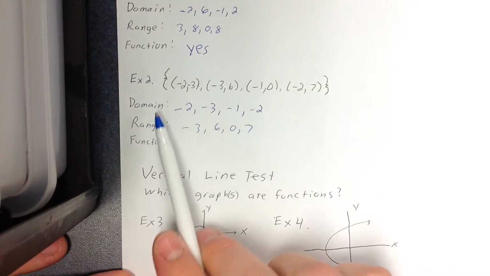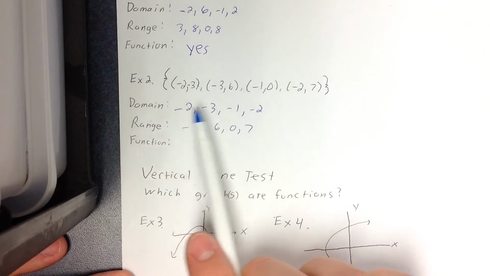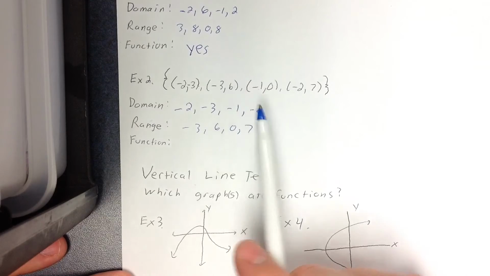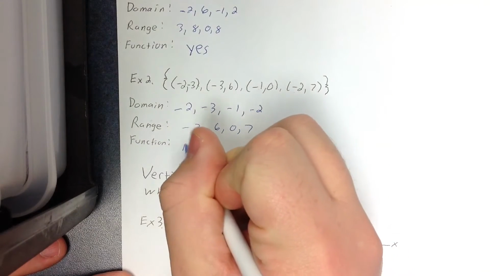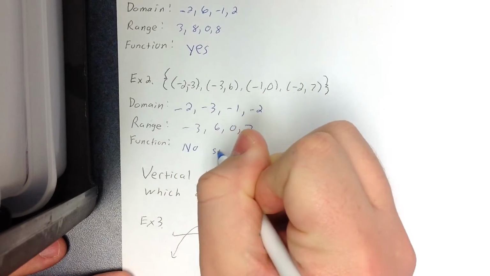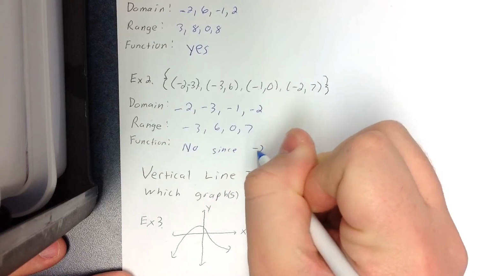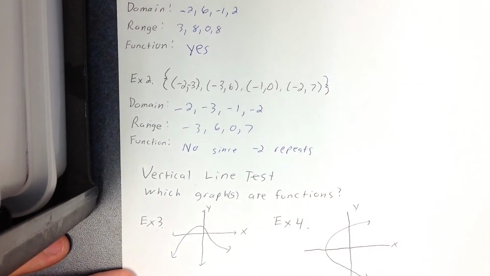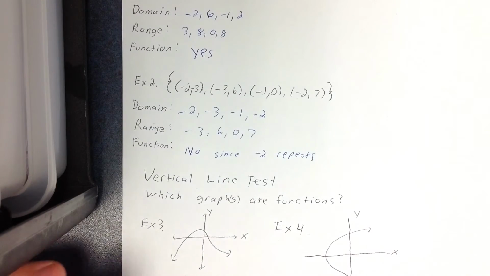Now in this case, again, we go back and look at the domain to see if it's a function. Here I have negative 2 twice, so that tells me it's not a function. So it's not a function since negative 2 repeats. So that's how you tell whether or not a relation's a function if they give you a set of points.